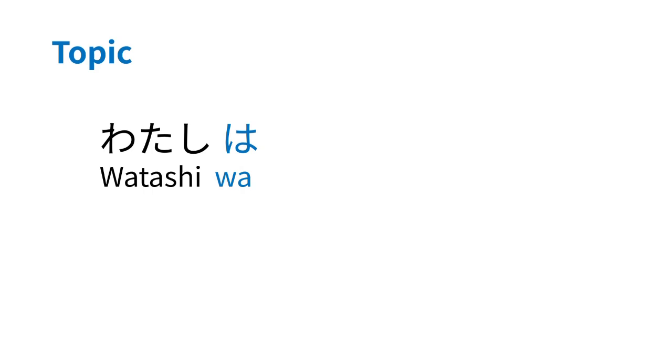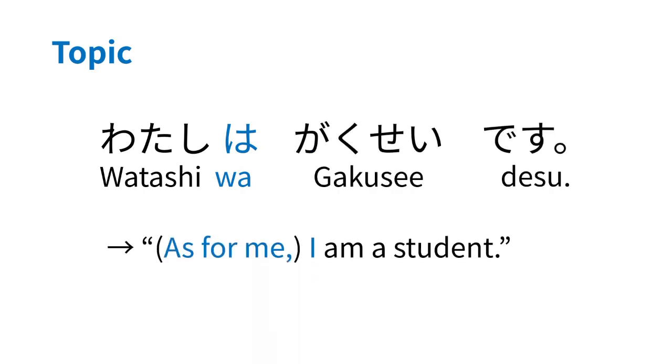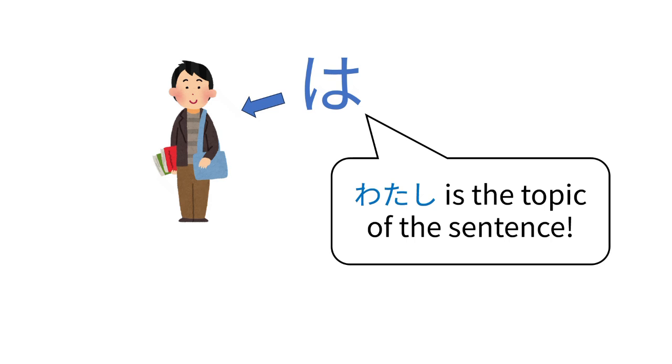The particle wa is used to show what the sentence is about, the topic. For example, 私は学生です。I am a student. Here, 私は means 私, I, is the topic of this sentence. So it's like, as for me, I am a student. In this sentence, the speaker uses wa to point out the topic, 私, I.